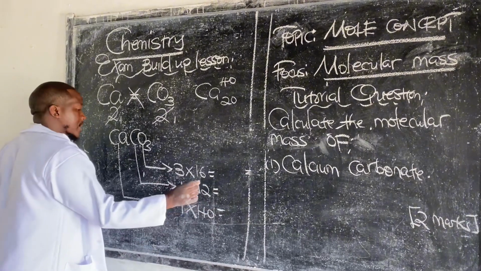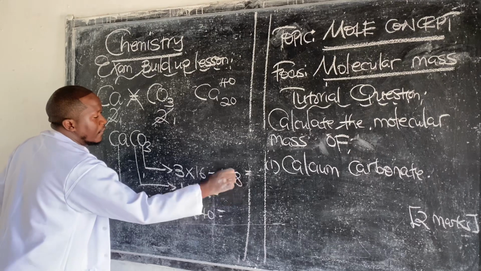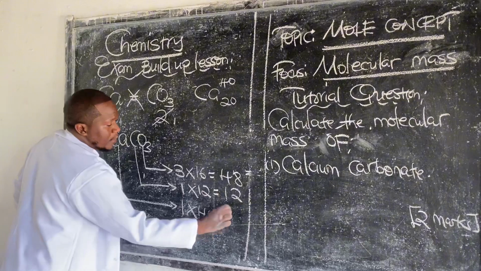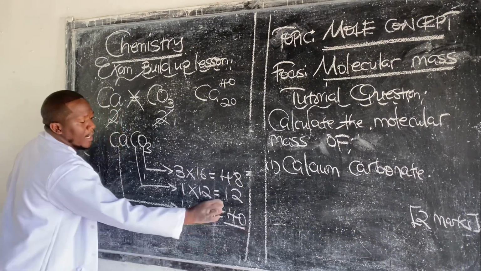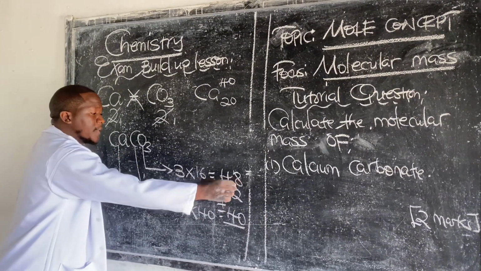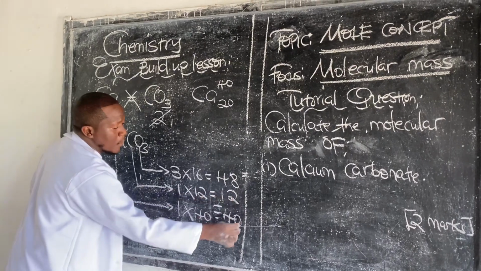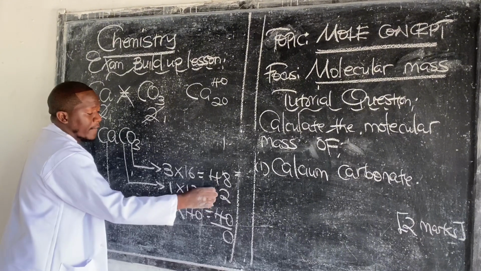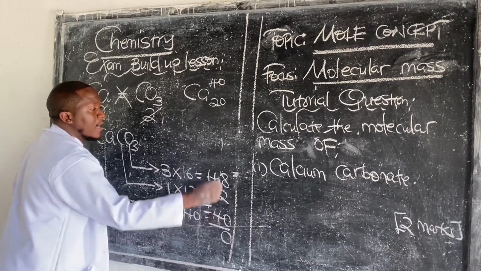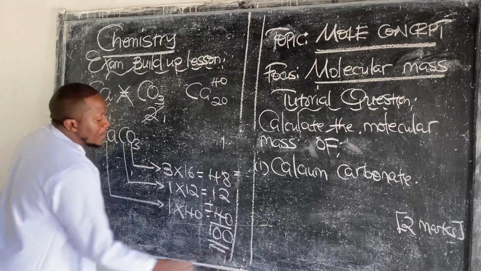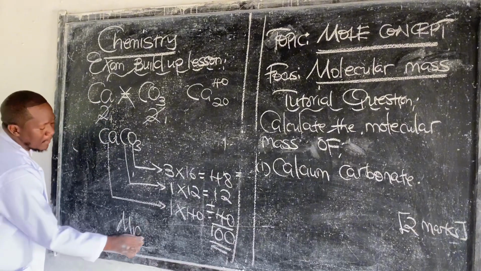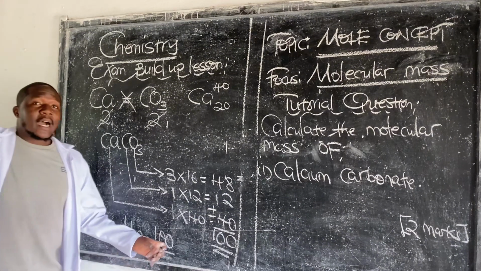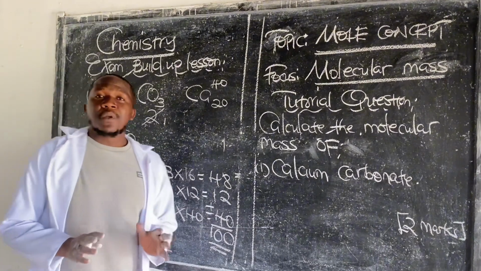3 times 16, we're going to get 48. 1 times 12 is going to give us 12. 1 times 40 is going to give us 40. At that stage, we're going to add: 8 plus 2 is 10. 10 plus 0 is still 10. 0, carry 1. 4 plus 1 is going to be 5. Then 5 plus 4 is 9, plus 1 makes 100. So the molecular mass for calcium carbonate is going to be 100. We can say 100 or just 100 grams per mole.